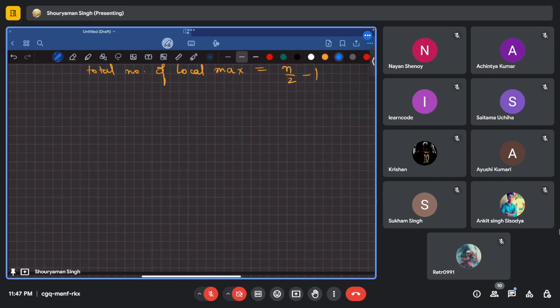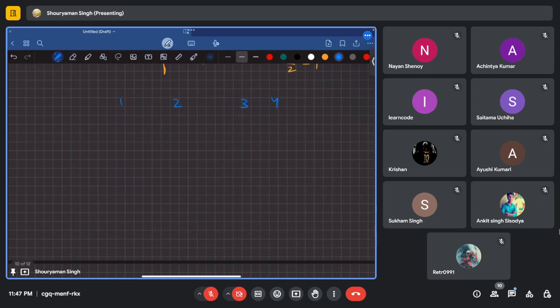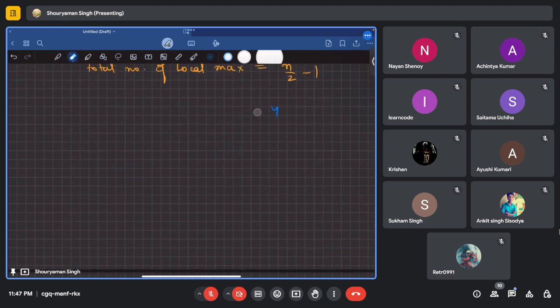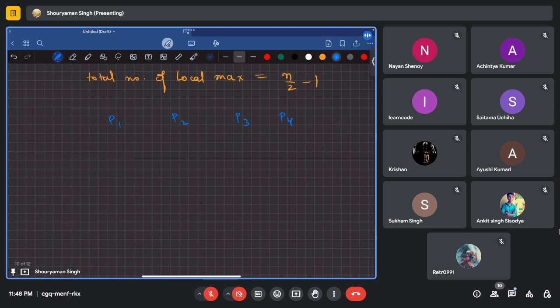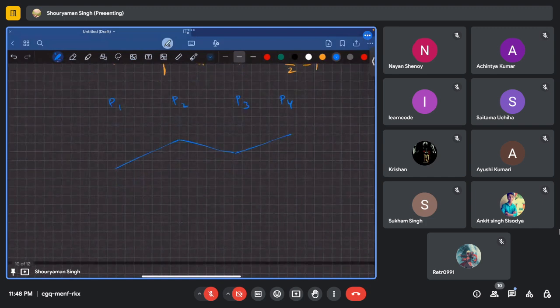लाइक मान लो कि तुमको एक एरे गिवन है 1 2 3 4, ठीक है, या फिर नंबर्स मत लो, बस ऐसे ही P1 P2 P3 P4 ऐसे कुछ भी गिवन होगा. सो तुमको लोकल मैक्सिमम का टोटल नंबर जो पॉसिबल हो सकता है, हाईएस्ट नंबर, अपर बाउंड निकालना उसका. तो लेट्स से कि तुम्हारा मैक्सिमा इसमें ऐसे रहेगा, ठीक है, या फिर ऐसे. तो मैक्सिमा इसमें एक ये रहेगा एंड एक ये रहेगा.